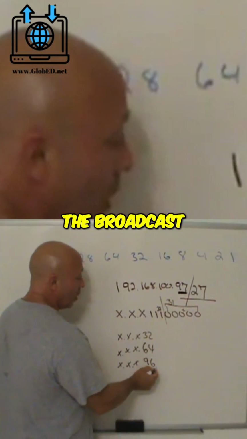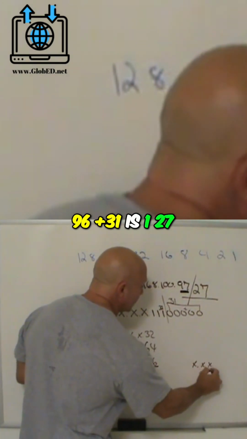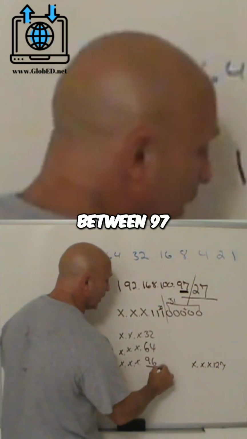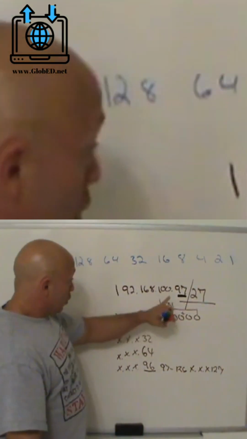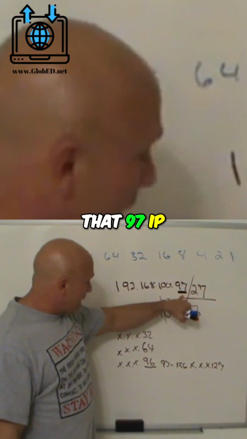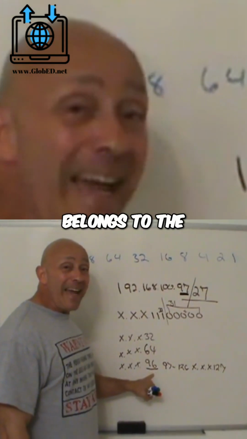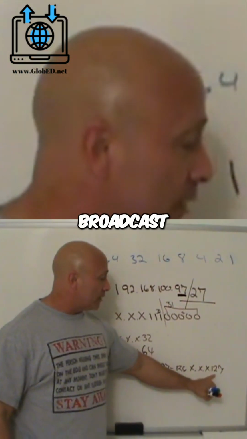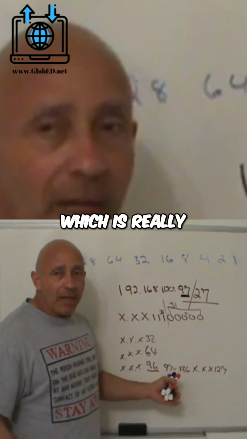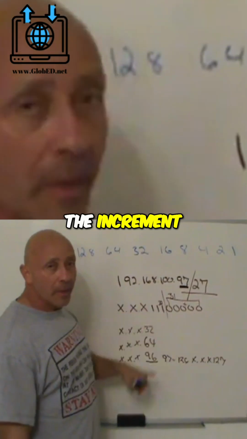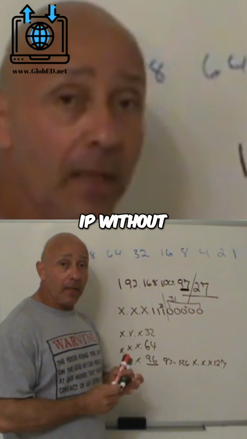Let's find out the broadcast. Well, 96 plus 31 is 127. What's in between? 97 and 126. You're done. So that IP address, that 97 IP address, falls in the range of 97 to 126, belongs to the 96 subnet, and has a broadcast address of 127. That's it. Again, the whole trick to this, which is really not a trick, is simply finding the increment number, and then incrementing to that particular IP without going over.